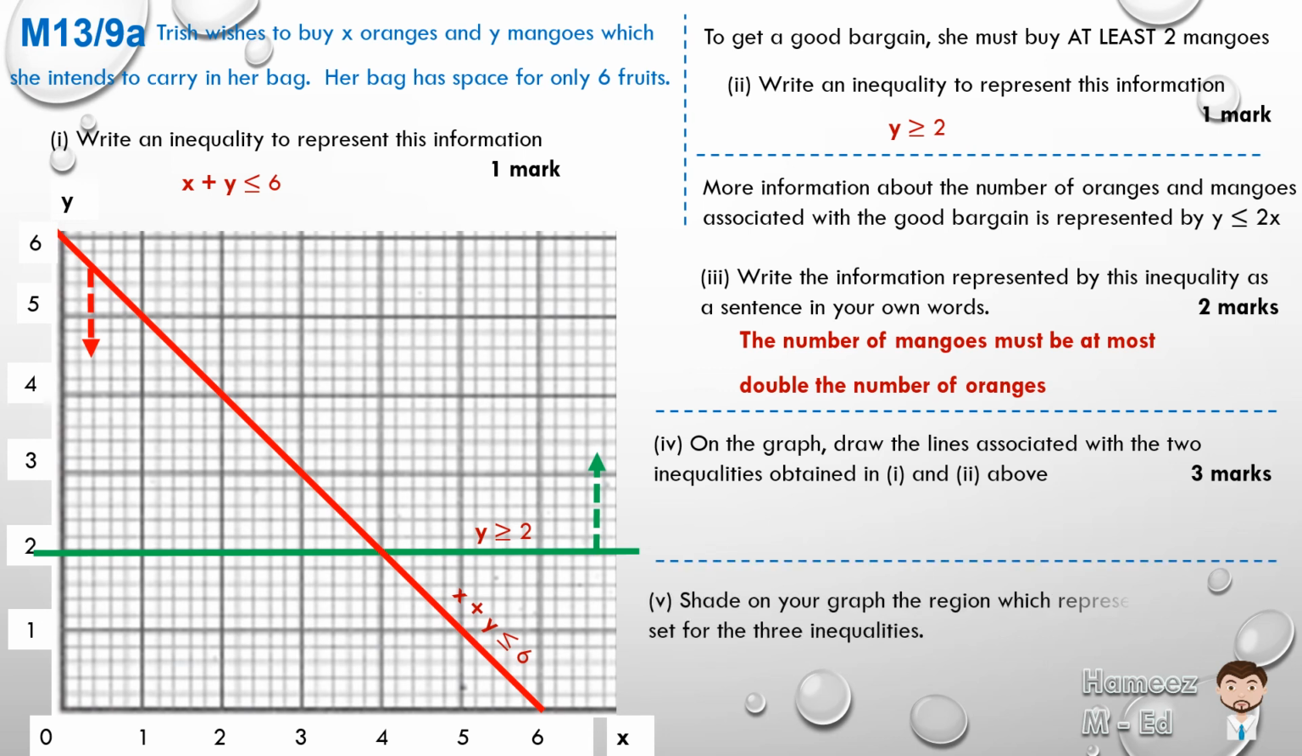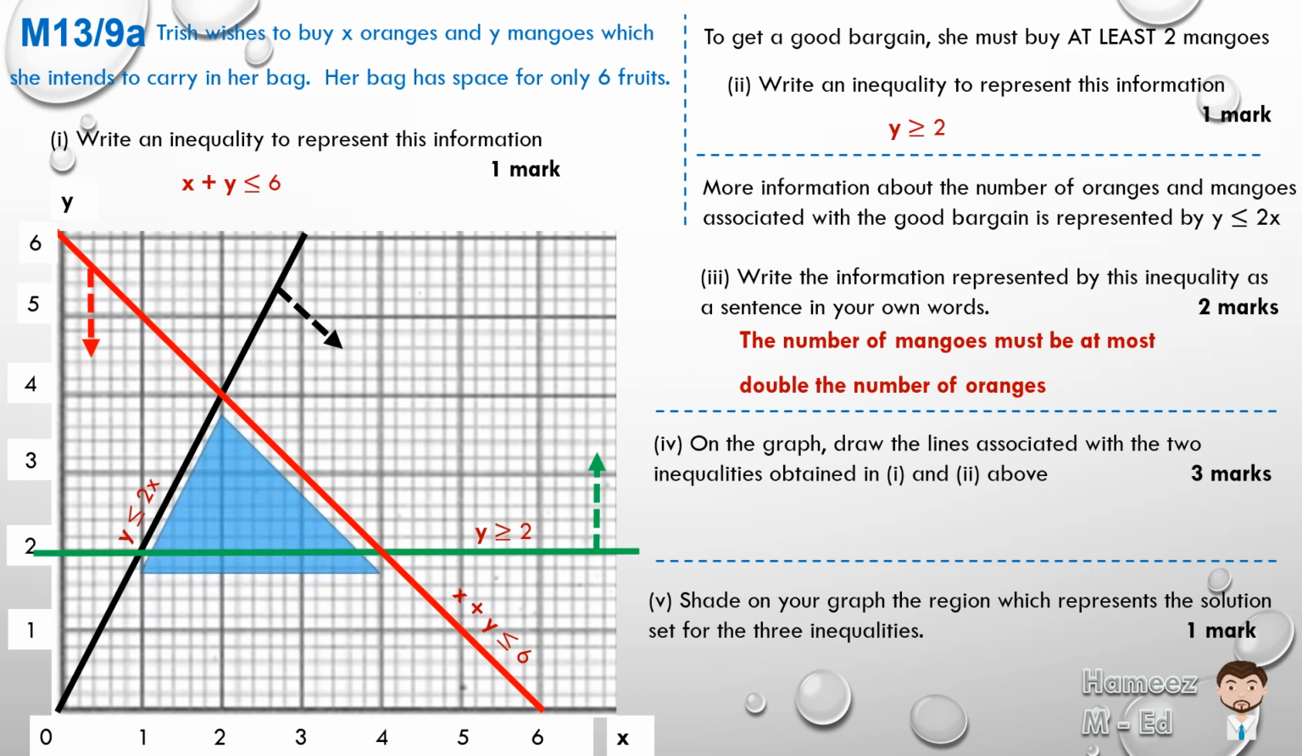Part 5. Shade on your graph the region which represents the solution set for the 3 inequalities. So we had 2 of the inequalities already sketched. Let's put in the third inequality, and that is that y is less than or equal to 2x. So we're drawing a black line showing that y is equal to 2x, and that line also indicates that y can be less than 2x. So it can also be below that line. We have that indicated anywhere on the right side or below of that black line. So if we want to shade our intersection or region, then that occurs in blue, in that little triangle there.